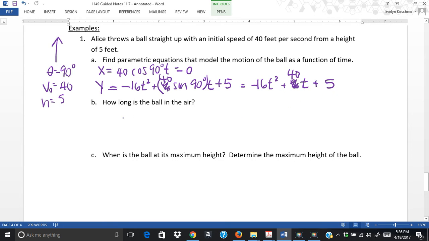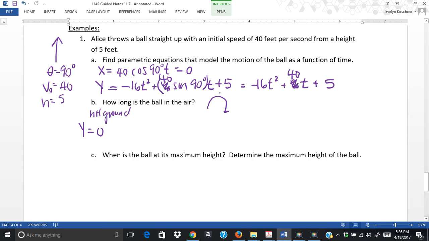Now I want to know how long the ball was in the air. So I want to know, when does it hit the ground again? And remember, this is a parabola, so it's going to look something like this. So I want to know the time where y is 0. So when y is 0, I have to find my intercepts. I know one intercept, I don't care about the negative intercept, I need to know the positive intercept.